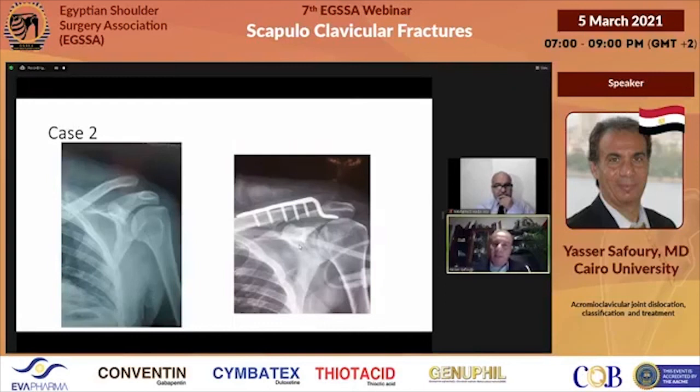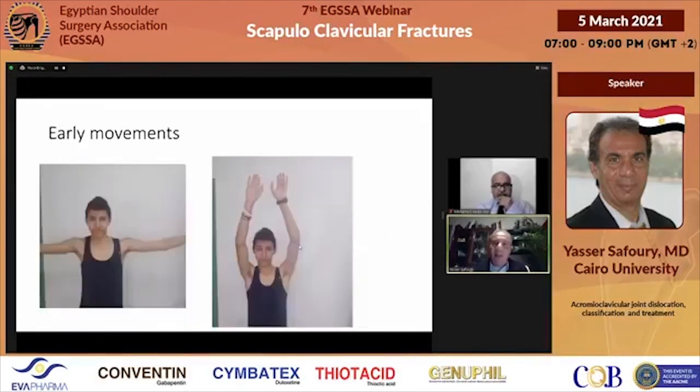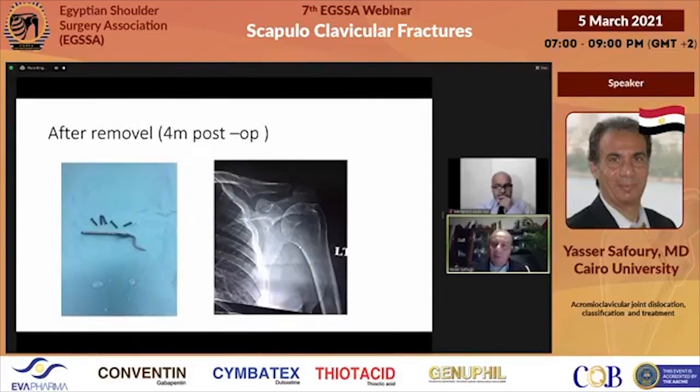This is another case with dislocated AC joint treated by the hook plate, and the patient post-operatively can early mobilize with very good range without any pain and can go back to his work or to some jogging and very limited types of sports. And then the plate is removed after 4 months without any restriction of movements after removing the plate. He can go directly back to his sports.